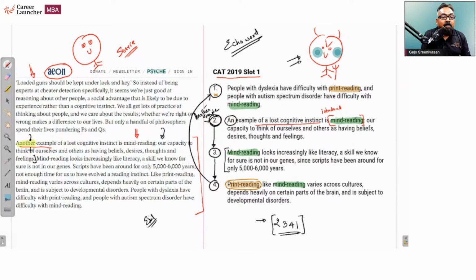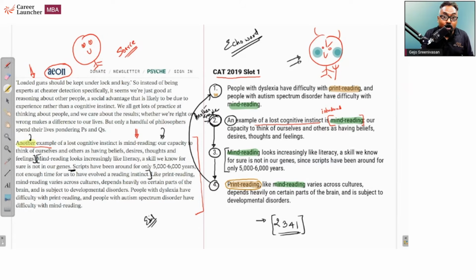A small but profound edit is being done. That is sentence number 2. Then you look at these. Mind reading looks increasingly like literacy, a skill we know for sure is not in our genes. Scripts have been formed. Okay, so look at this: 2 sentences are combined to create 1 sentence, because this paragraph has 5 sentences. The question setter decided I'm going to make 4 sentences. Those 2 were combined. Now, very important to look at the next one.